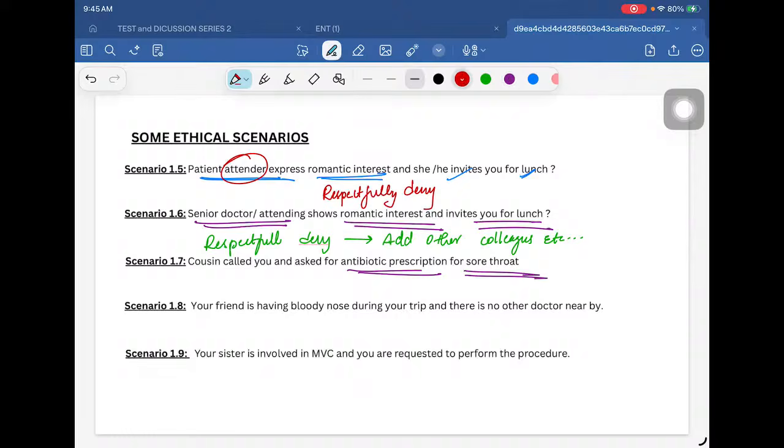A lot of us might have done this during medical school, or later on for our relatives. Okay, it might not be antibiotics, some painkiller or something. But it's always better if you don't prescribe anything on the call. So from next time, if someone calls you, ask them to take an appointment and then only prescribe. Don't give a free prescription on the call.